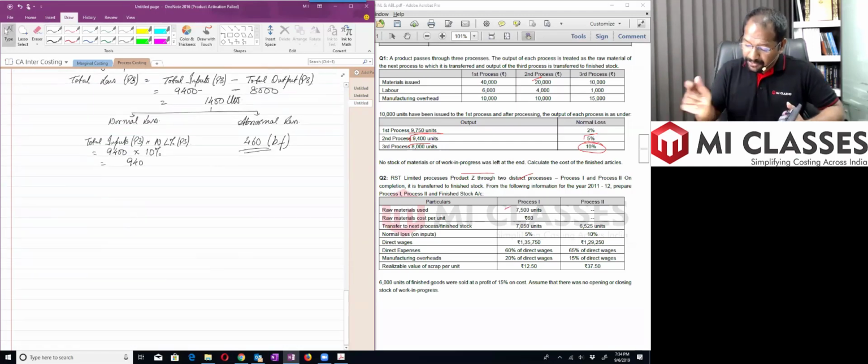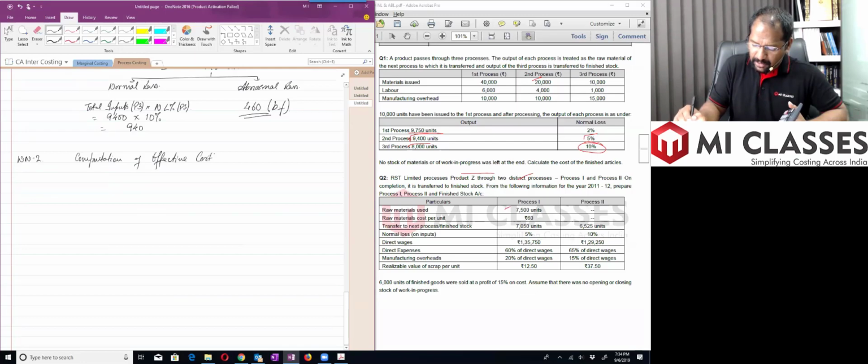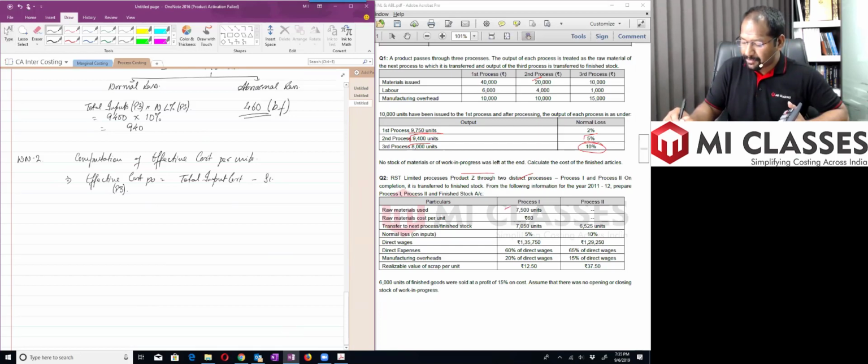All right. So we will go to working note number 2. What does working note number 2 say? We have to calculate here the computation of effective cost per unit. So what is the formula for effective cost per unit? Effective cost per unit is equal to total input cost. Which process are we talking about? All these we are talking about P3. So input cost of P3 minus scrap value of which loss, normal or abnormal? Normal loss. Very good. Divided by total input units minus units of normal loss.